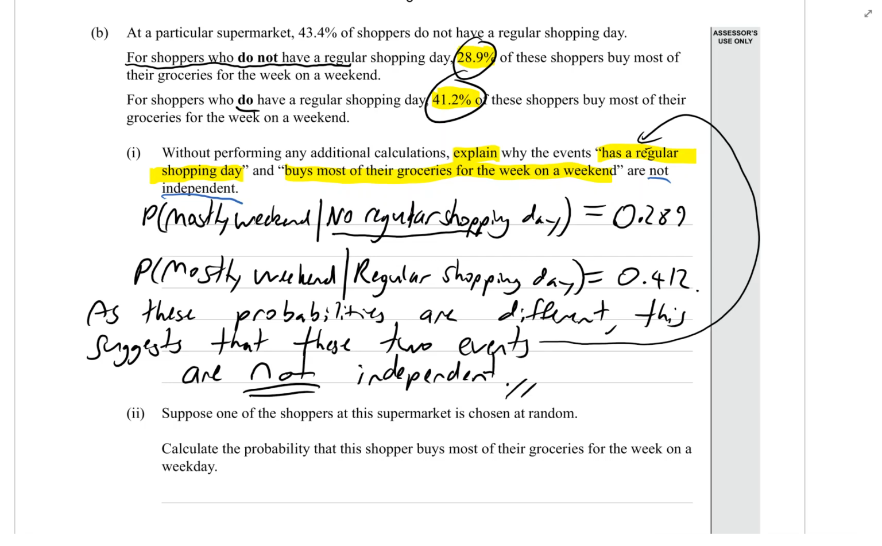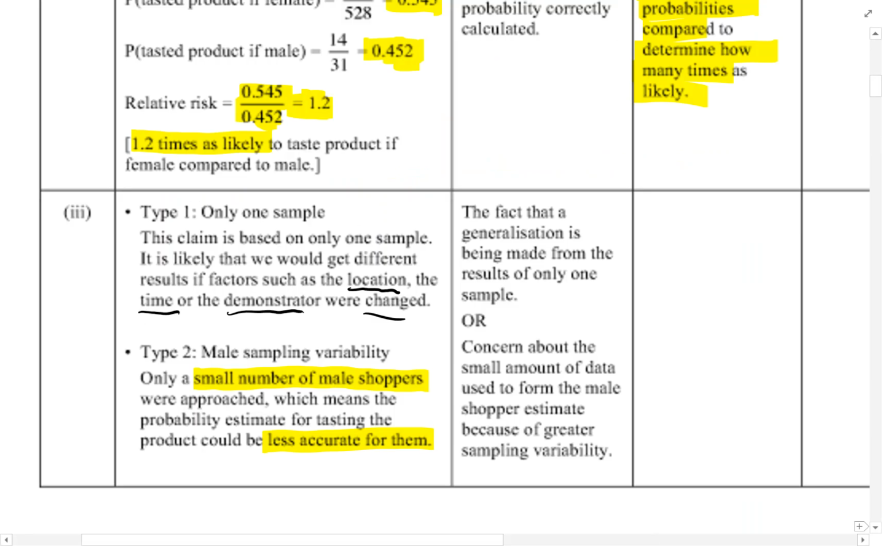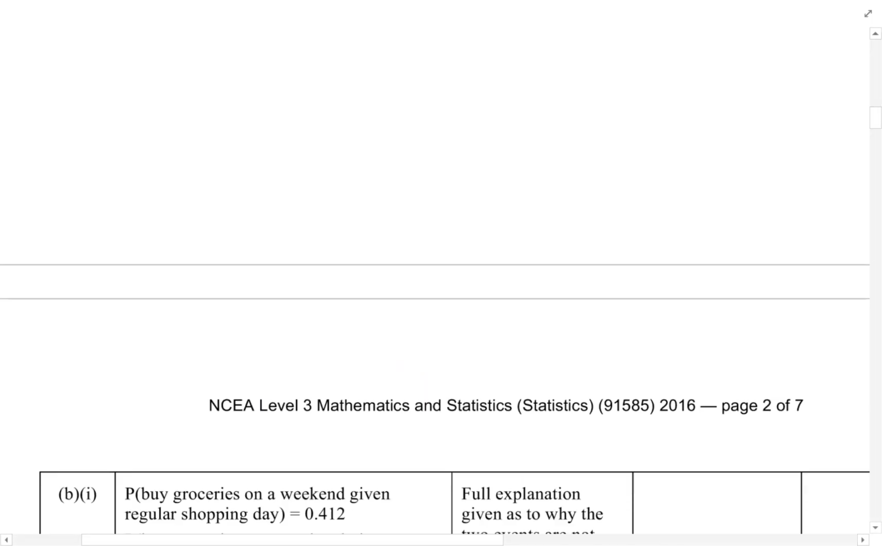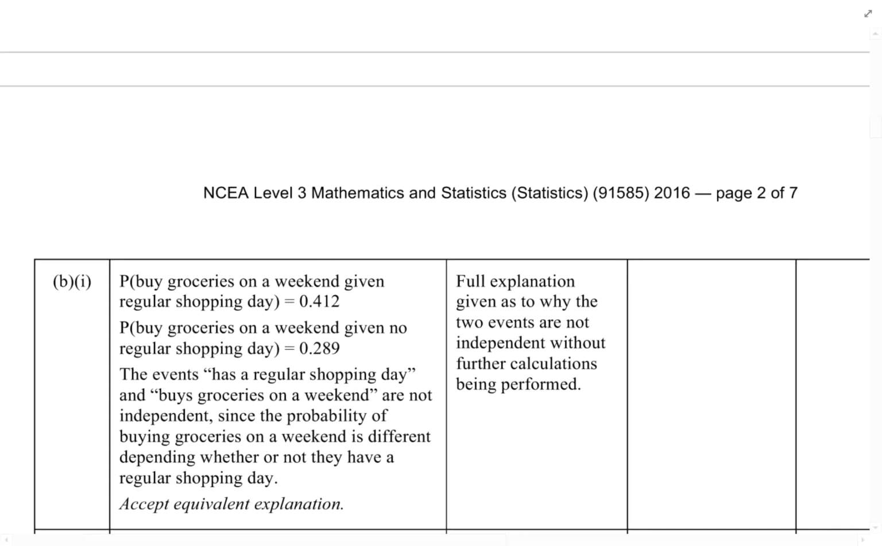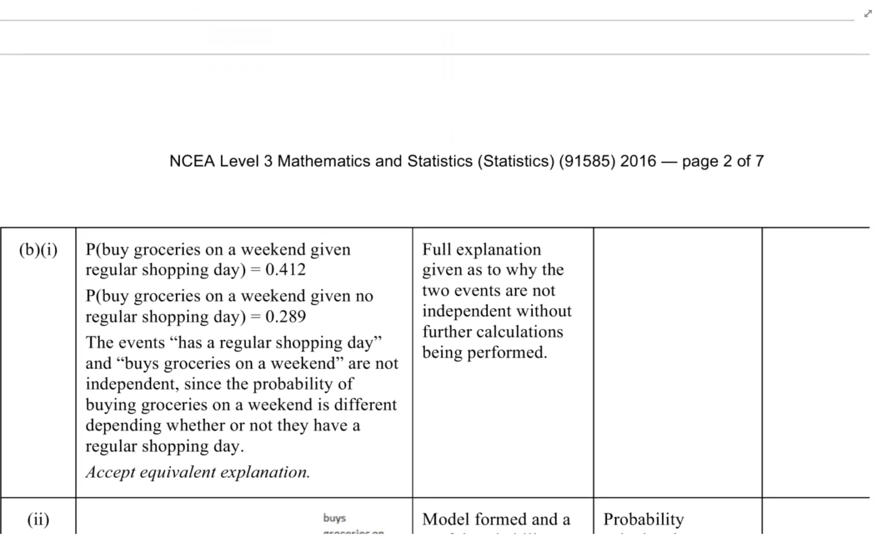Okay, so I've got my numbers as evidence, and I've labelled what they mean, and I've also correctly answered they're not independent. If we go to the marking scheme, it says it's actually only for achieved this one. So full explanation given as to why the two events are not independent without further calculations being performed. And you can see they've got a very similar thing to us. Okay, next question.